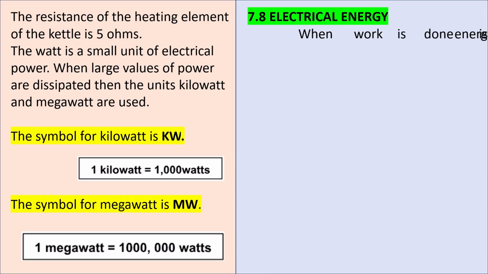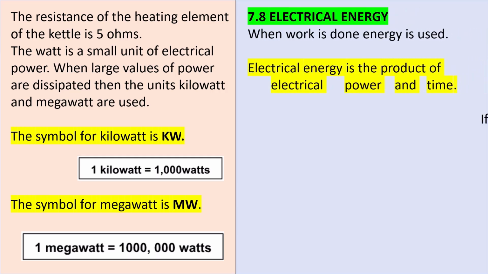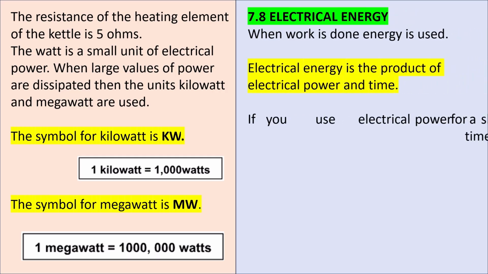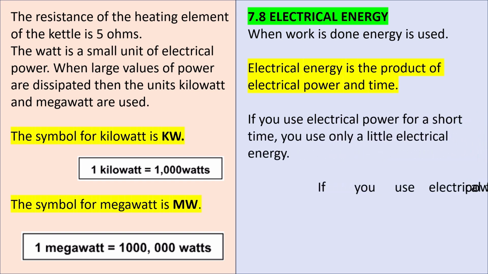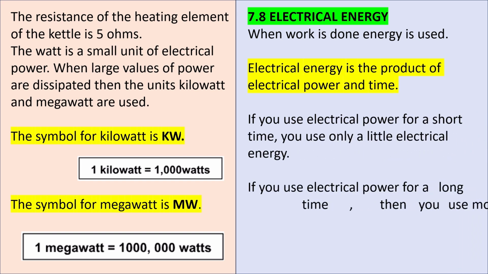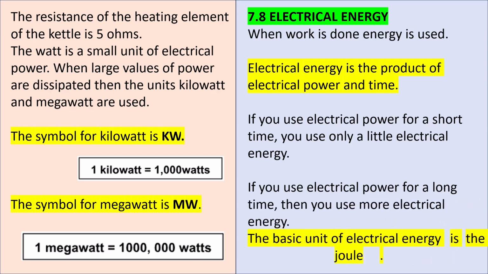Electrical energy. When work is done, energy is used. Electrical energy is the product of electrical power and time. If you use electrical power for a short time, you only use a little electrical energy. If you use electrical power for a long time, then you use more electrical energy. The basic unit of electrical energy is the joule.